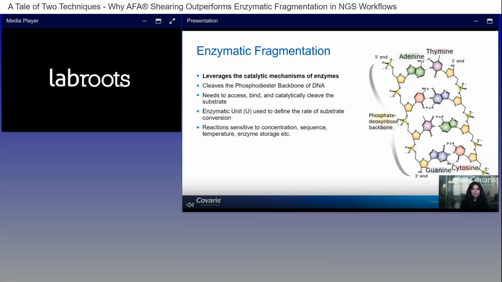Now, in addition to being sensitive to concentration, enzymatic reactions can be sensitive to things like sequence bias, ideal reaction temperature, and also factors such as ideal enzyme storage.